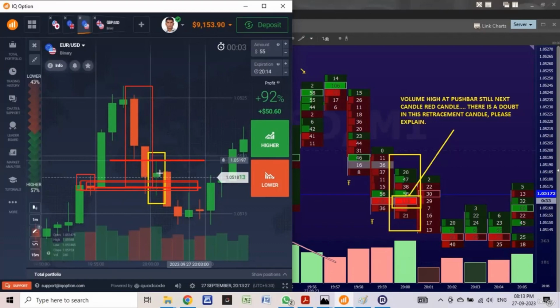The next candle will be red, but we must focus on this point. Is there any extreme buyer's entry point area here? This one? No. Why? Because it's only one reversal.